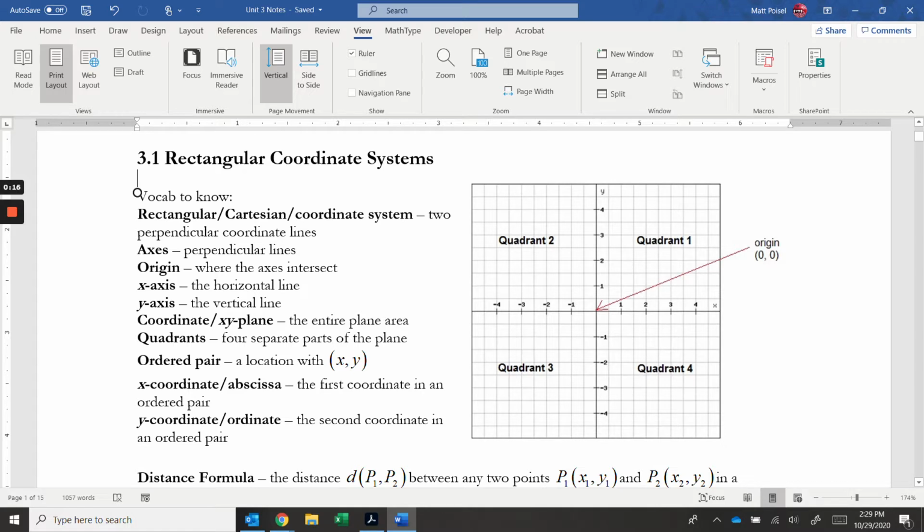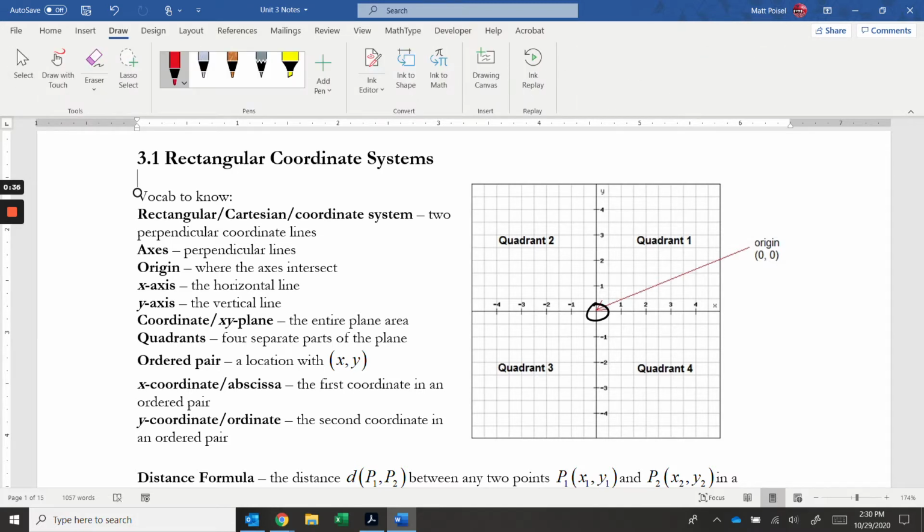When we talk about the rectangular system, Cartesian, coordinate plane, coordinate system, that's all the same thing. So that's the graph here on the right side. Remember, the axes are just the two perpendicular lines. The origin is right there in the middle where those two things meet. We've got the x-axis, which is our horizontal line, and then the y-axis is right there.